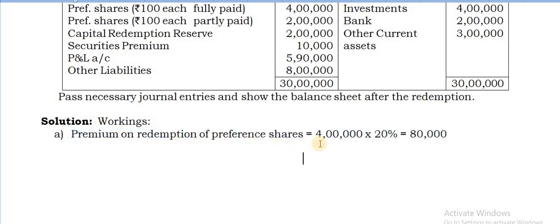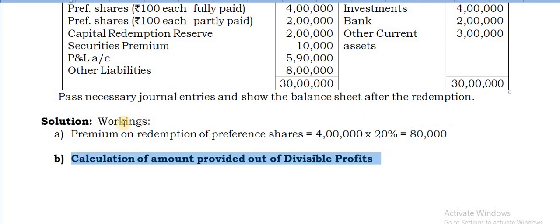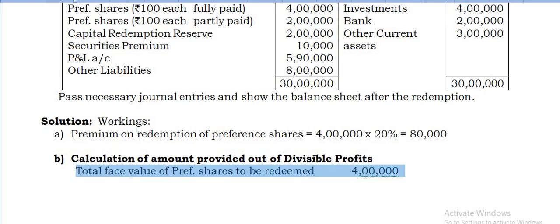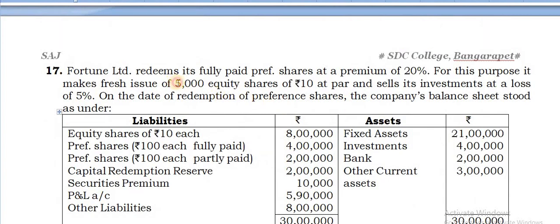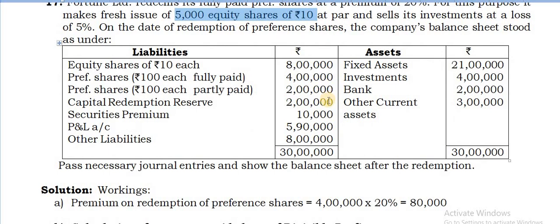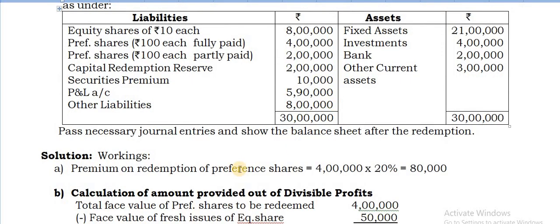Premium on redemption of preference shares is 4 lakhs into 20%, so that gives you 80,000 rupees. That is the amount of premium payable. Then you can go for calculation of the divisible profits to be transferred to CRR. So the total face value of the redeemable preference shares is 4 lakhs. As it is given, 5,000 equity shares are being issued at ₹10 each at par.